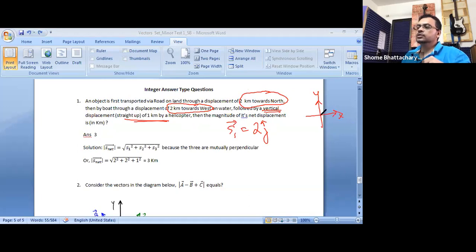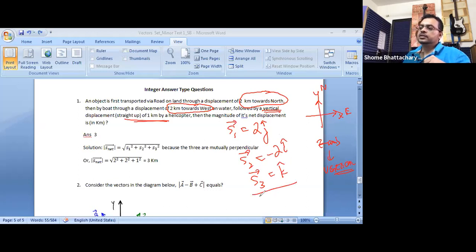But then which one will vertical be? The one coming out of the plane. If this is north and this is east, so this is a horizontal plane. So vertical will be along the z-axis. We have to take that into account. So S2 will be along west, so it is minus 2 I cap. But S3, the third one, will be in the vertically upward direction. So that will become 1 K cap.